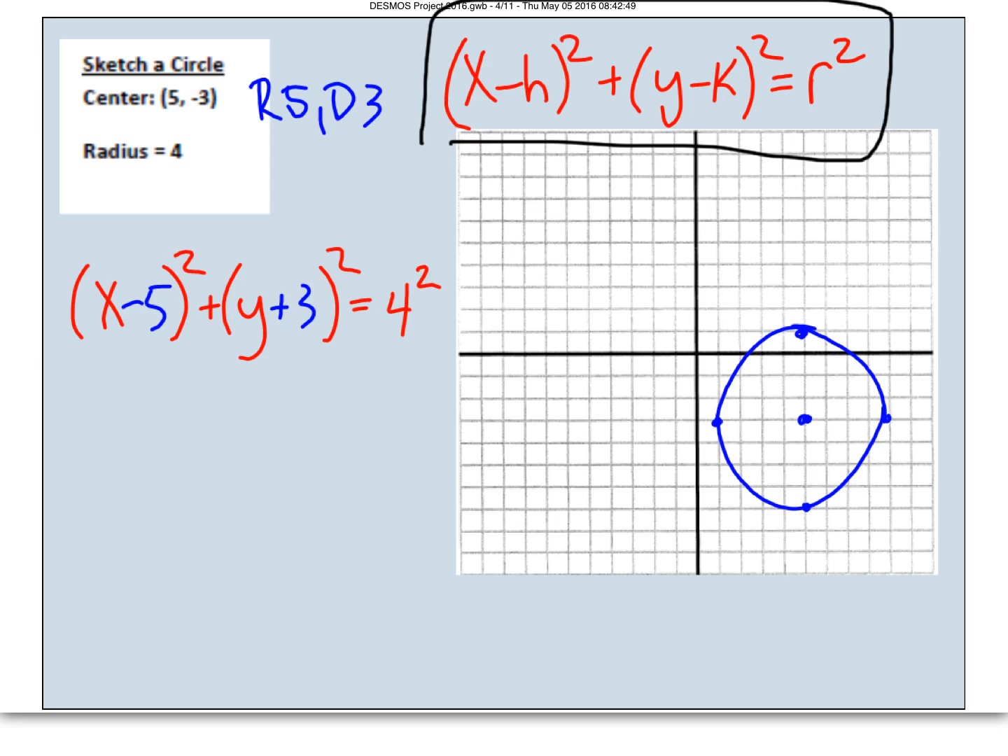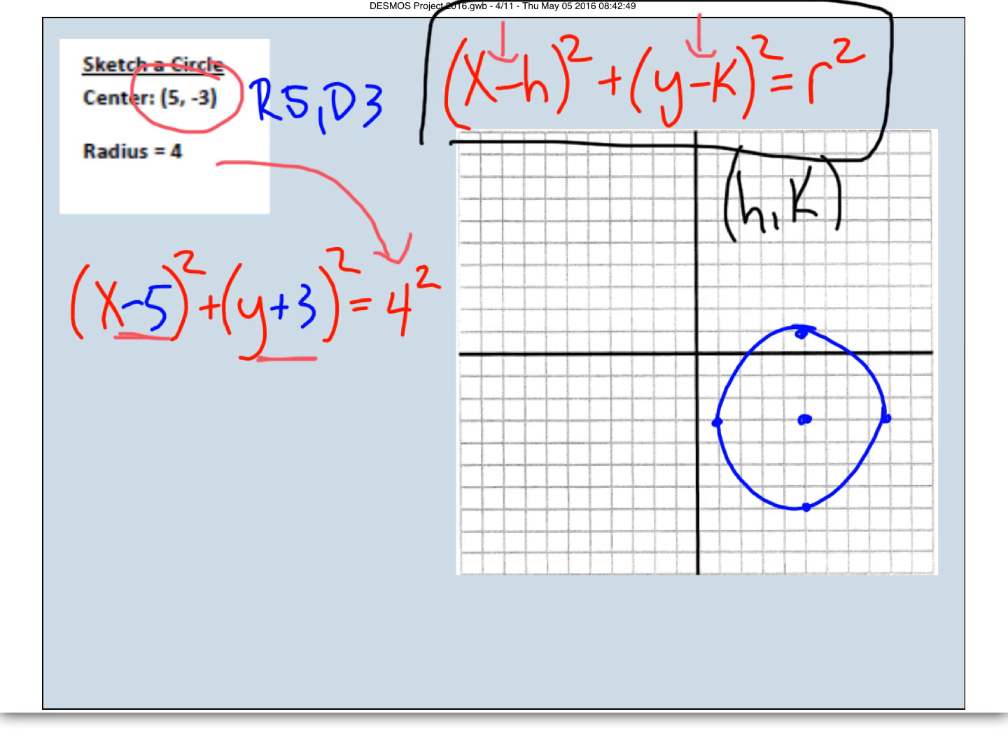This is the formula where (h, k) is the center and r is the radius. So if you wanted to take a circle and have its center be at (5, -3), you put that into the equation backwards. That's what this means right here. So I would do x minus 5 and y plus 3. Then the radius just goes right here and you square it.